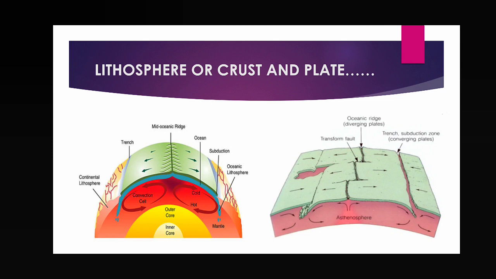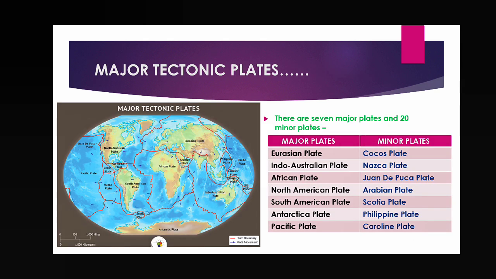So what is a plate? We have got it: it is the part of lithosphere which is broken into many divisions, which is moving, and which is floating on the semi-liquid layer called the asthenosphere. Now come to the next, major tectonic plates. Another name is added here, tectonic plates. The word tectonic is derived from the word tecton.